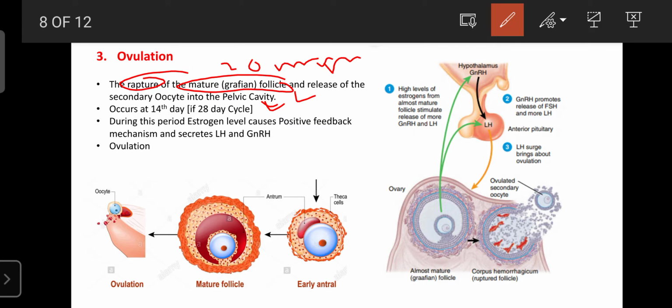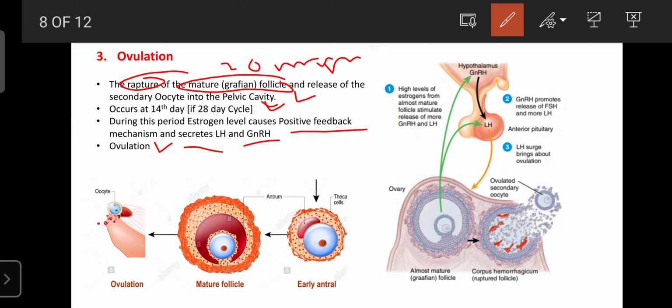During this period, the estrogen level causes a positive feedback mechanism to be sent to our hypothalamus. Then the hypothalamus secretes GnRH, which leads to LH. So GnRH and LH, especially LH, are responsible for causing ovulation. This is the figure. Here you can easily see the GnRH. Estrogen gives positive feedback to the hypothalamus. Then the hypothalamus releases GnRH and GnRH reaches our anterior pituitary gland. Then the anterior pituitary gland releases FSH and LH. LH enters towards the ovary and causes the rupture of the Graafian follicles, which helps the release of the ovum from the matured Graafian follicles.